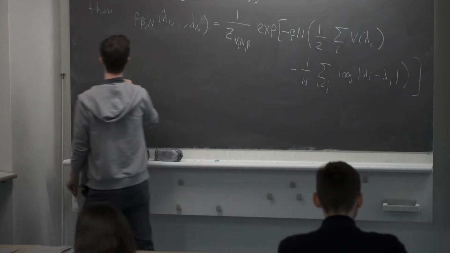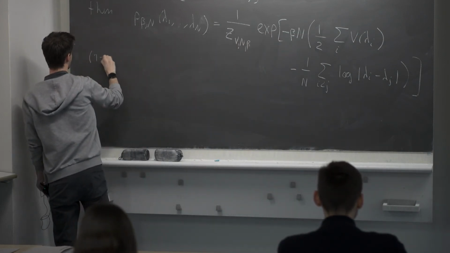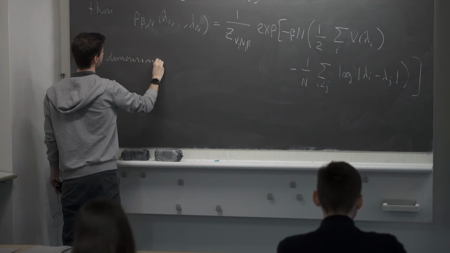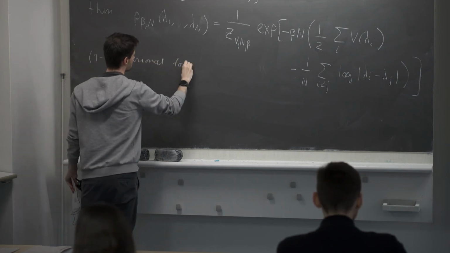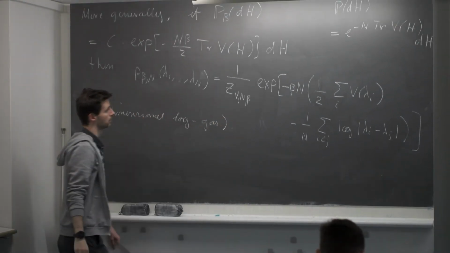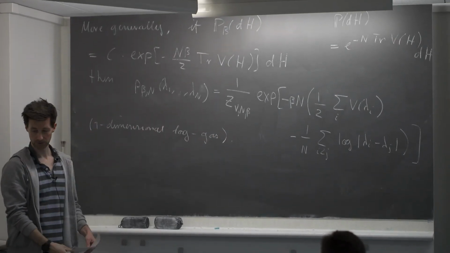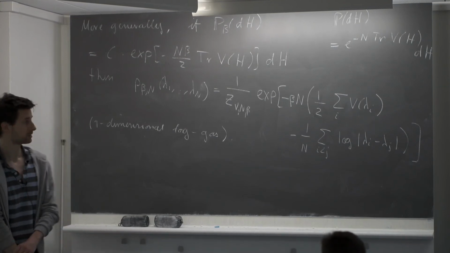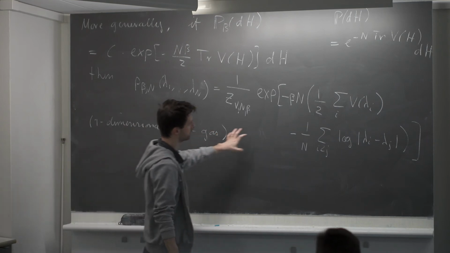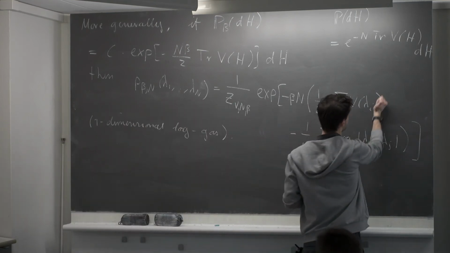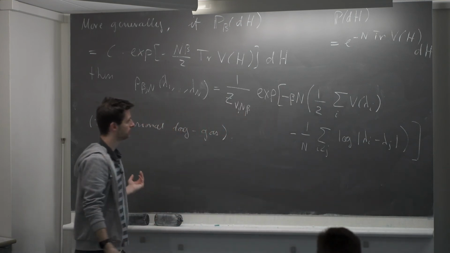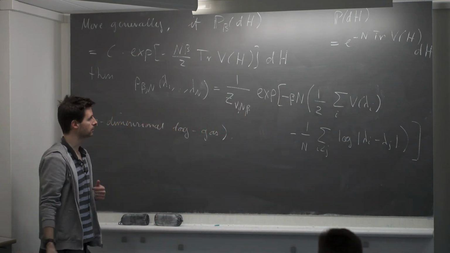And this thing has a name. It's a one-dimensional log gas. This is something that is also much studied. Why one-dimensional? Well, again, the interpretation is really particles. These lambda_i are particles. They live on the real line, so it's one-dimensional.